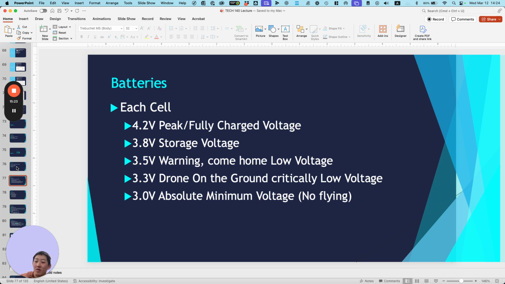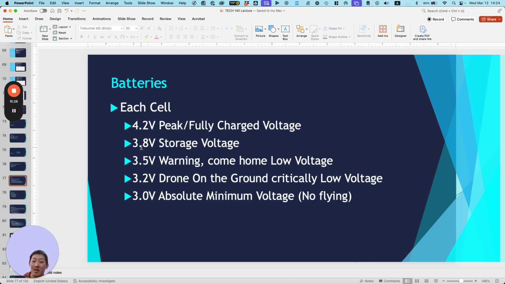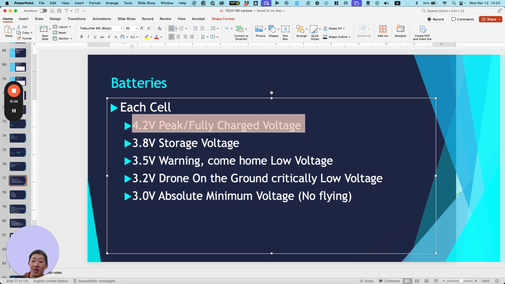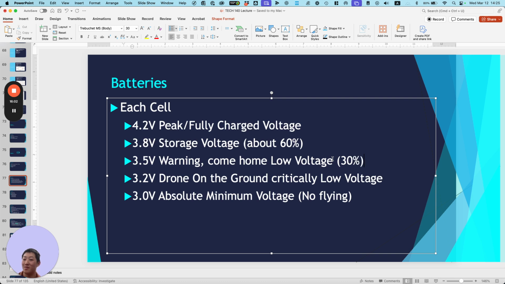Voltage as a review. I'll say it like this to make it simple, so it's easier to remember. 4.2 is your fully charged. We're going to store the battery, meaning when you're not using the battery for more than a week. Try to store it at about 60%. That's why I said 3.8, because 3.7 is about 50%.